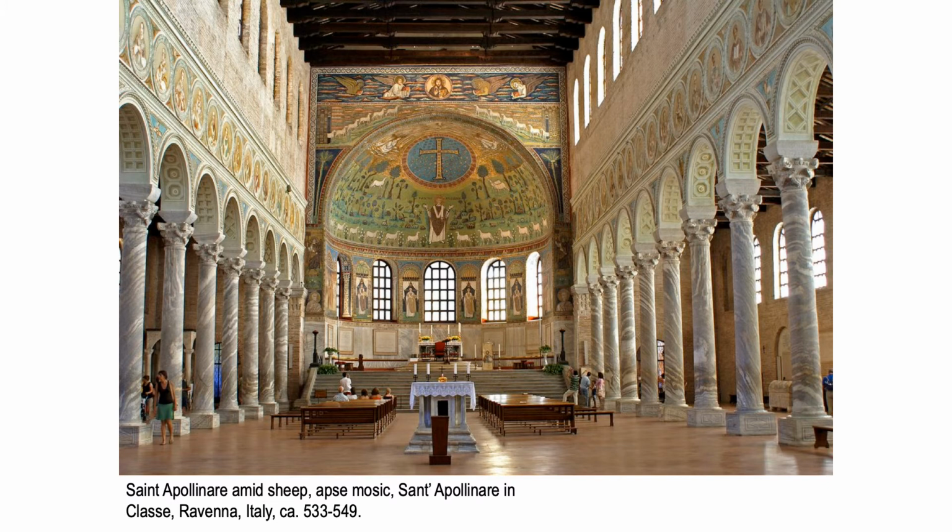The mosaics along the side aisles are images of Roman officials within the church. So that sent a message to the powers that be that Justinian is working with the church as one. In addition, the church itself is dedicated to a local saint, Saint Apollinare.